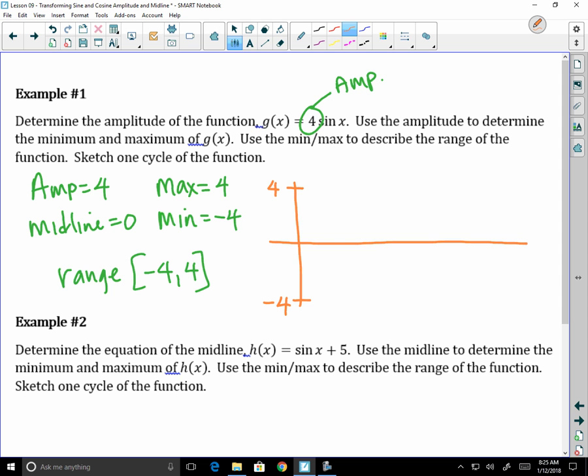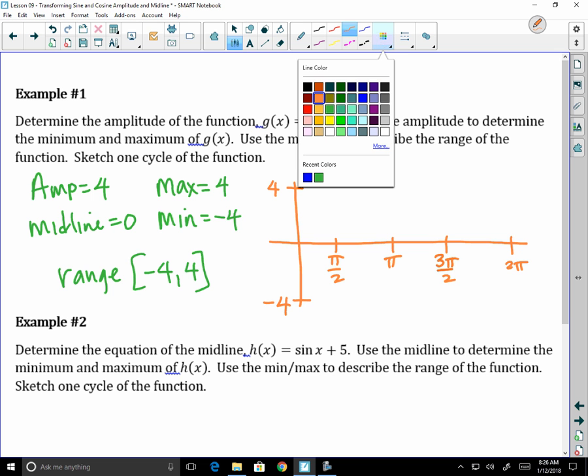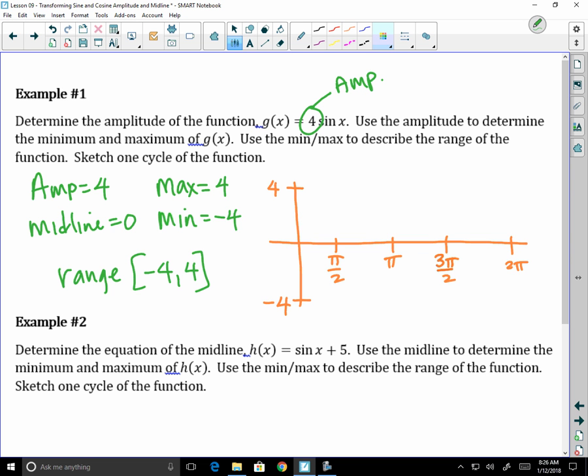If you were putting this out, you're going to separate this into 4 parts, one for 90 degrees, one for 180, 270, etc. 90 degrees is pi over 2, 180 is pi, 270 is 3 pi over 2, and 360 is 2 pi. In class for the Regents students, I put 90 degrees, 180, 270, 360. That is totally fine, but we really want to start to be able to use radians here.